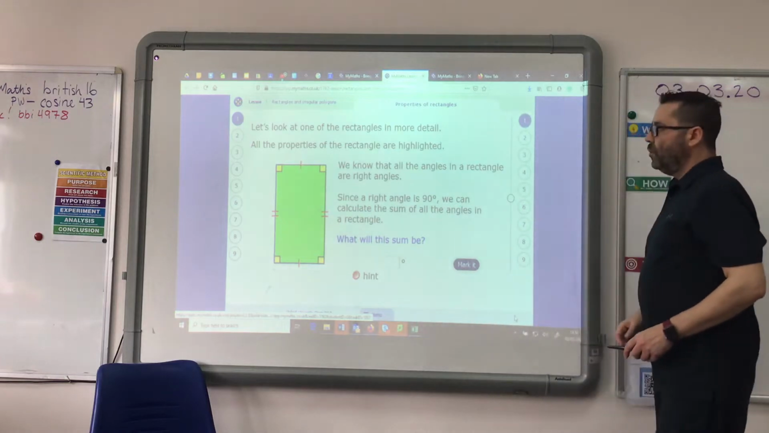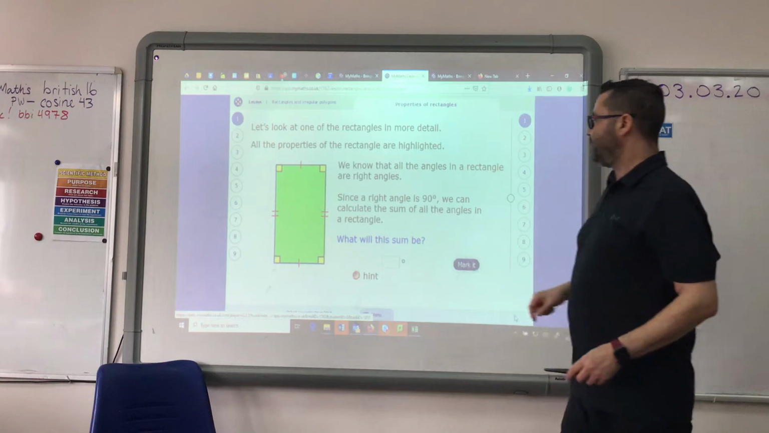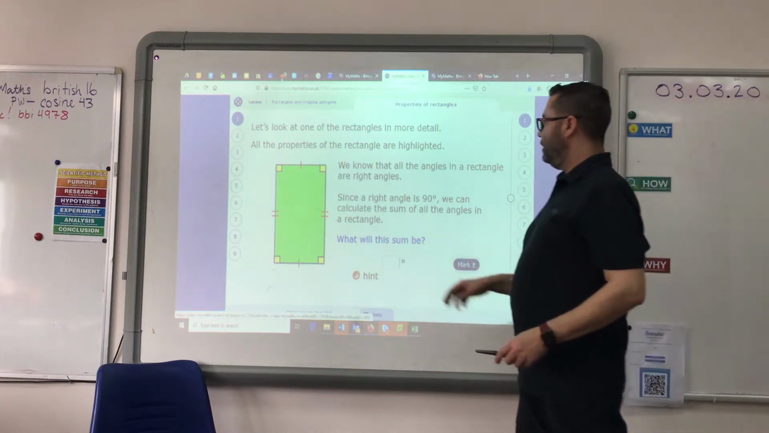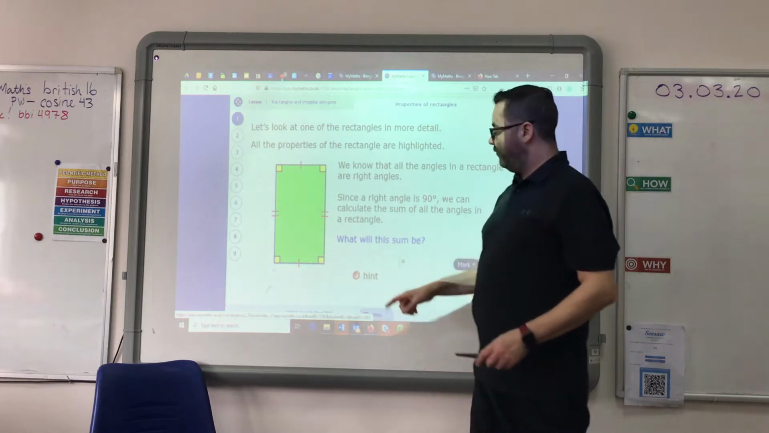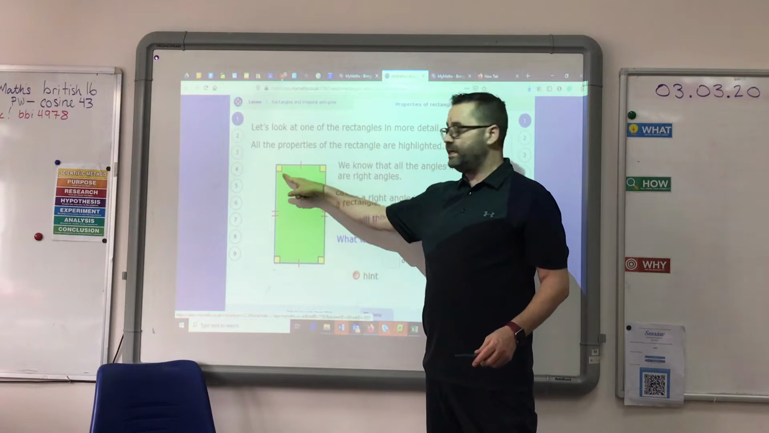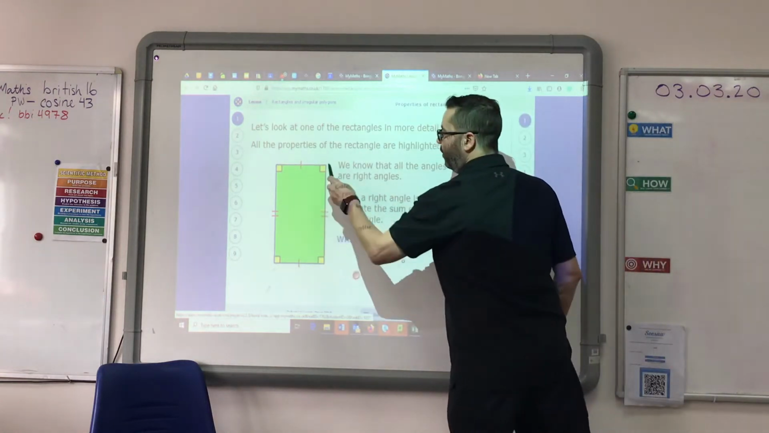Since a right angle is 90 degrees, we can calculate the sum of all of the angles in the rectangle. So if we know that this is 90 degrees, and this is 90 degrees, and that's 90 degrees, and that is 90 degrees, what is the total sum of all of the angles in the rectangle? How would you find that?